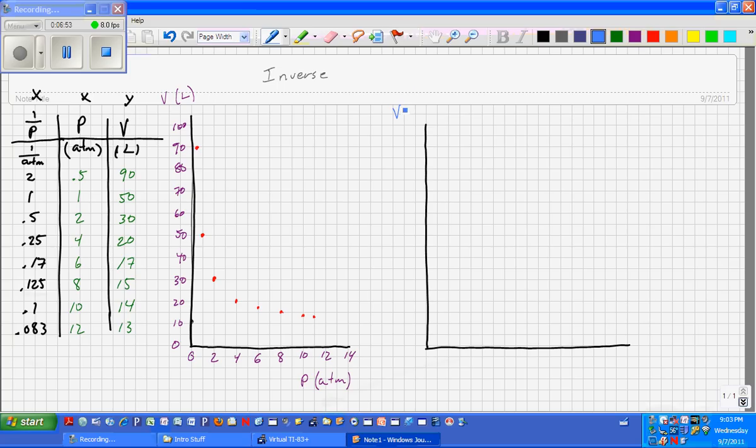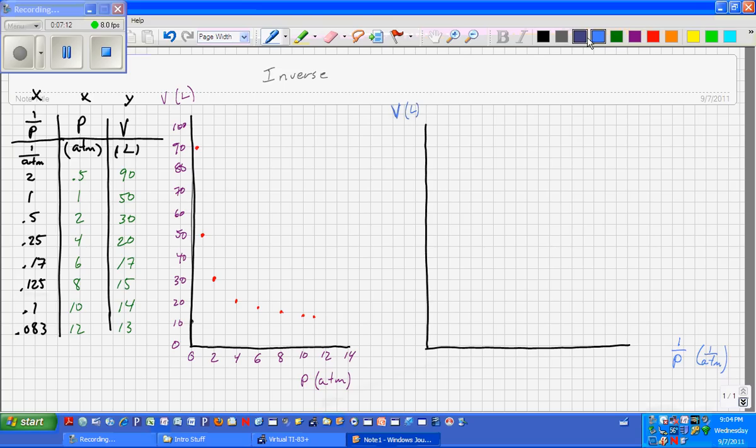This is going to be volume in liters. This is going to be 1 over pressure in 1 over atmospheres. All right, so what I'm ready to do here is go ahead and plot my points.